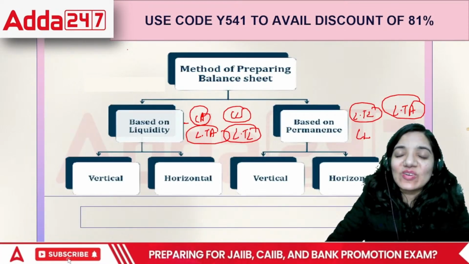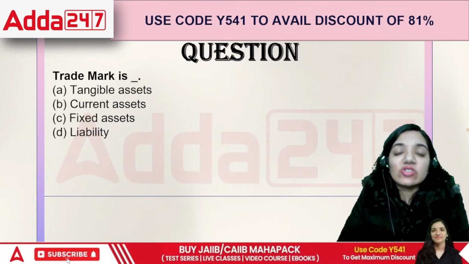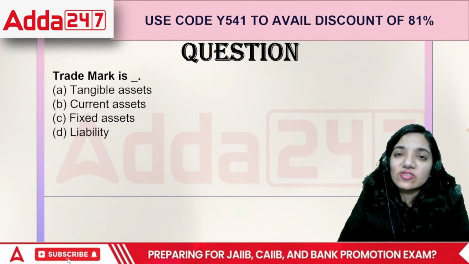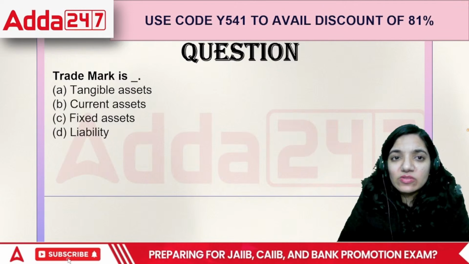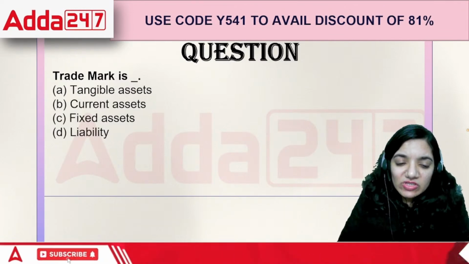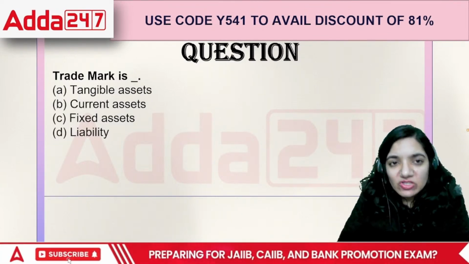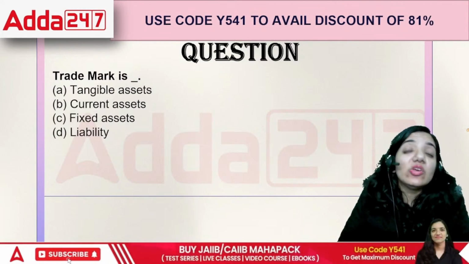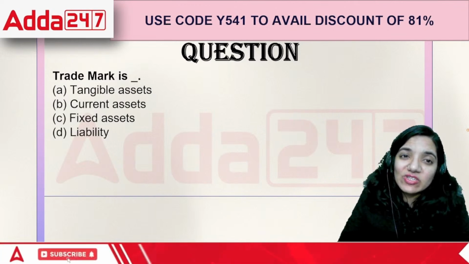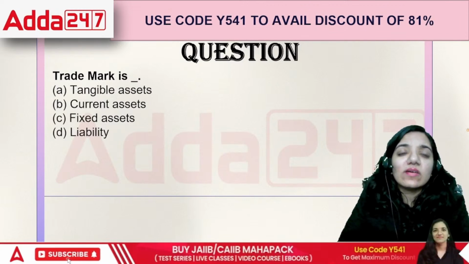So let's understand this concept deeply. Here comes the first question. The first question says: trademark is a tangible asset, a current asset, a fixed asset, or a liability. A trademark is basically registered, and if I get myself registered in terms of a trademark, then nobody can use the trademark other than me. It's my personal identity in terms of my trading.